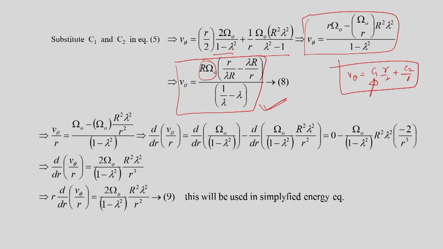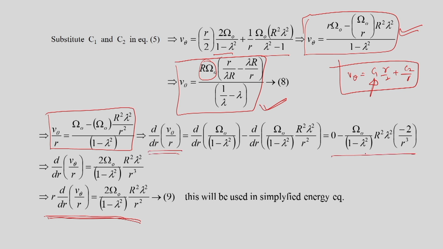Now, in the energy equation that we will be solving, this term is required: r d by dr of v theta by r. So, let us do the same thing. From this equation, you take r common from the numerator and bring that r to the left hand side. Then v theta by r is equal to omega naught minus omega naught R square lambda square by r square, whole divided by 1 minus lambda square. Now, differentiate this v theta by r with respect to r.